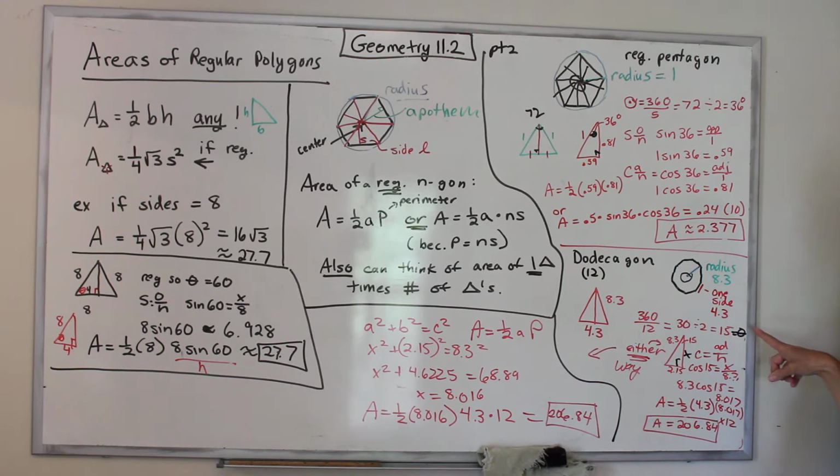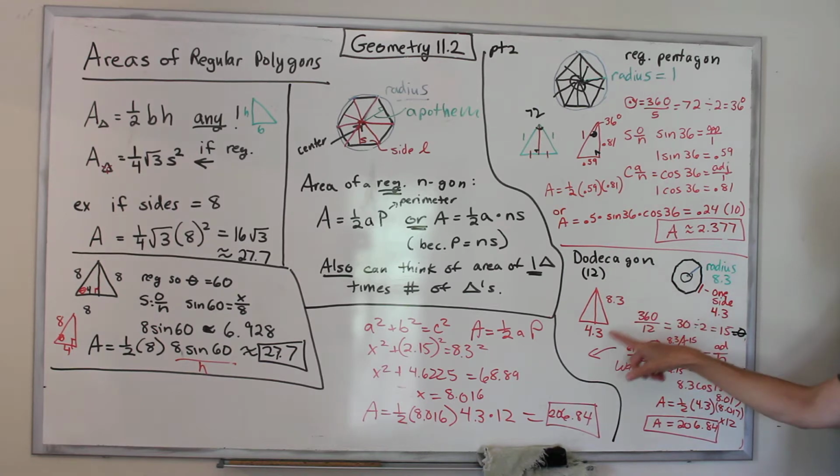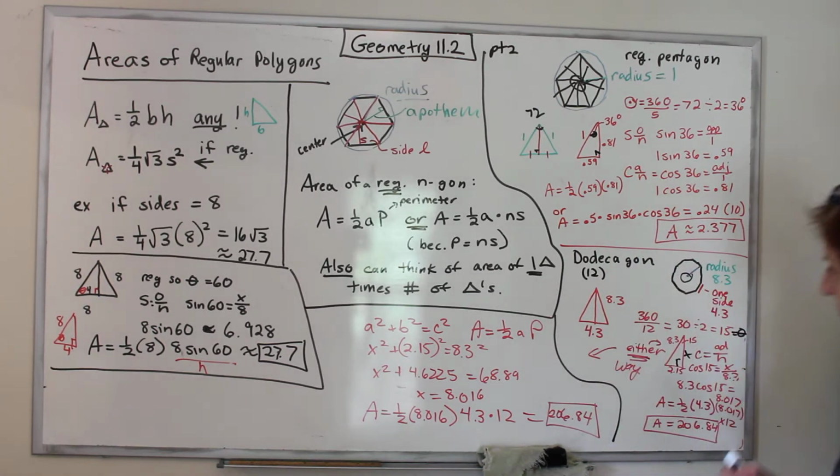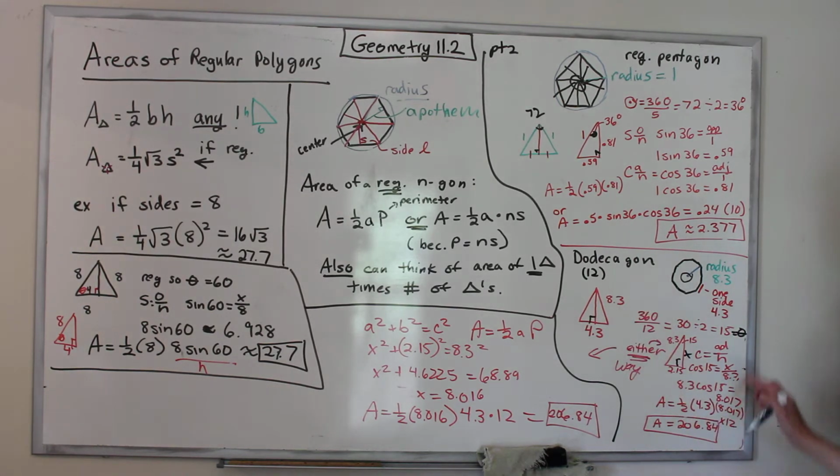So 15 is our theta, because we only want half of this triangle for it to be a right triangle. Remember, we only know how to do trig with right triangles, so we just want half of that. Now then, here I redrew the triangle, and my hypotenuse is 8.3.